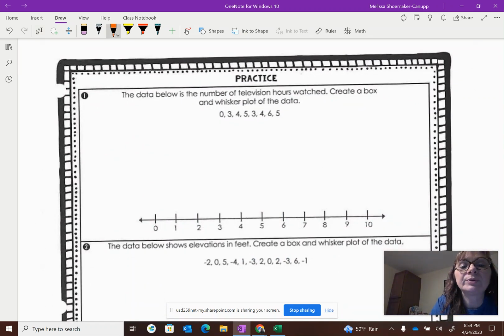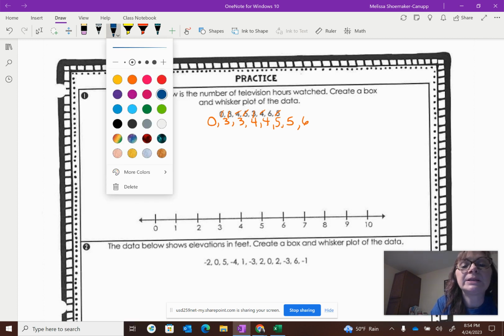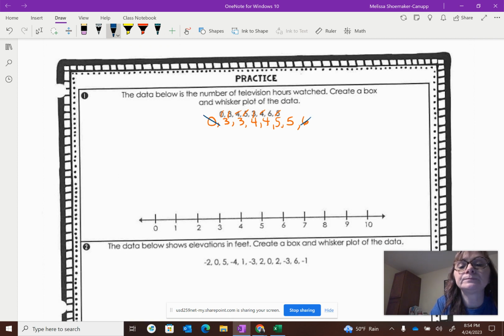First things first, we put it in order. 0, 3, 3, 4, 4, 5, 5, 6. We find the median, the first median. I'm marking out pairs. And I get to the center. There's 2 numbers, but they're both 4, so I know it's a 4. I'm going to go ahead and come down here and put a line on the 4.